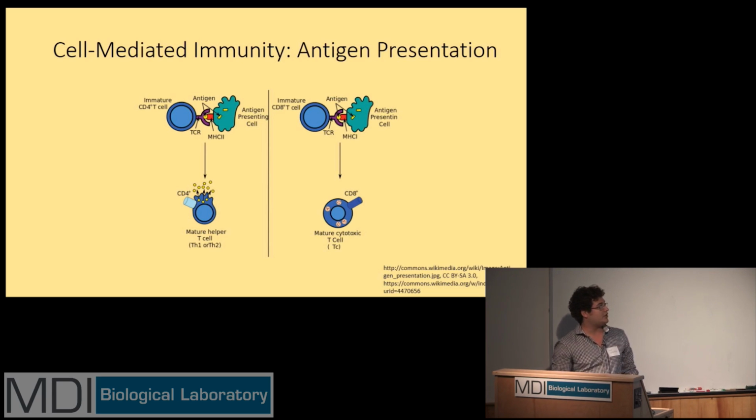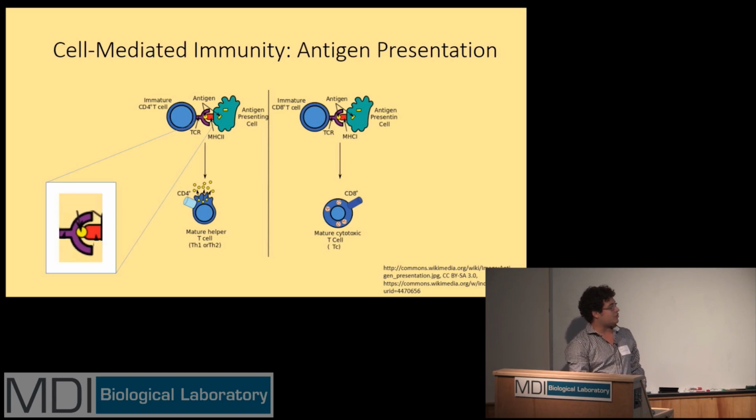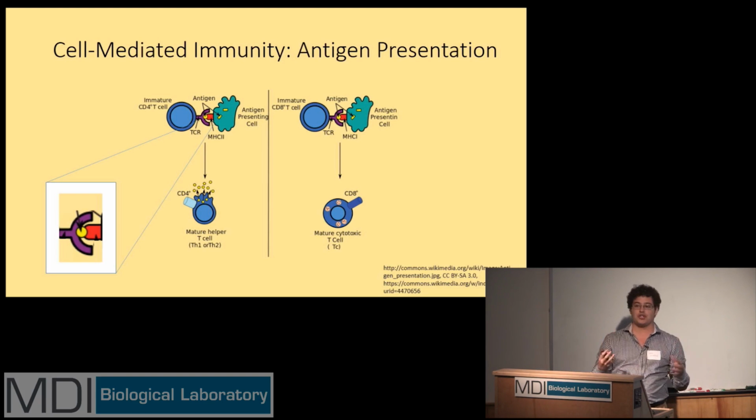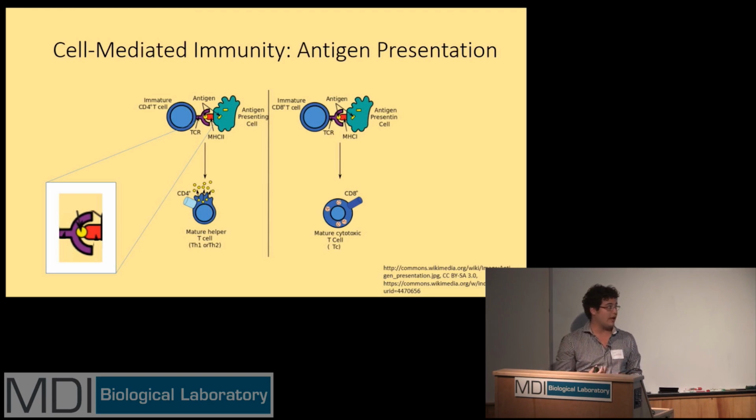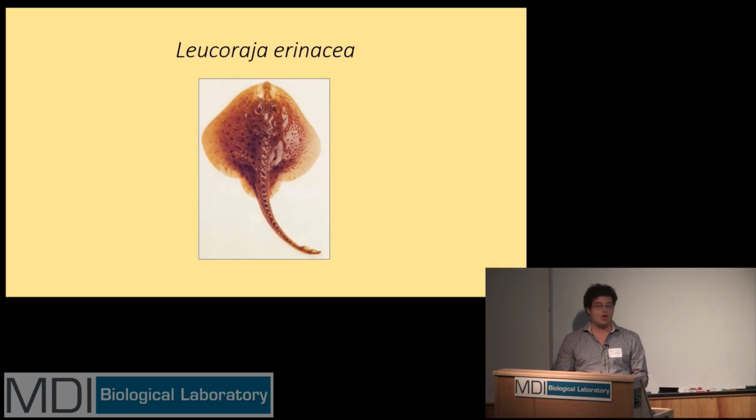And I want to bring to your attention this actual interaction. While this is a 2D representation, this occurs in a 3D world. So these structures are very complex, and that will play an important role in how I set up my experiment. But it's important to address my actual model organism, the little skate. Why do we use the skate in my study?